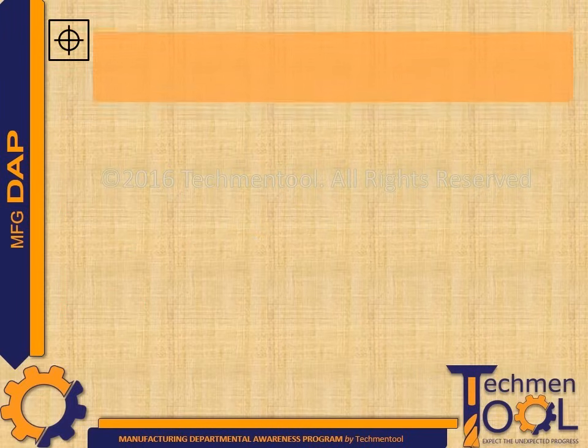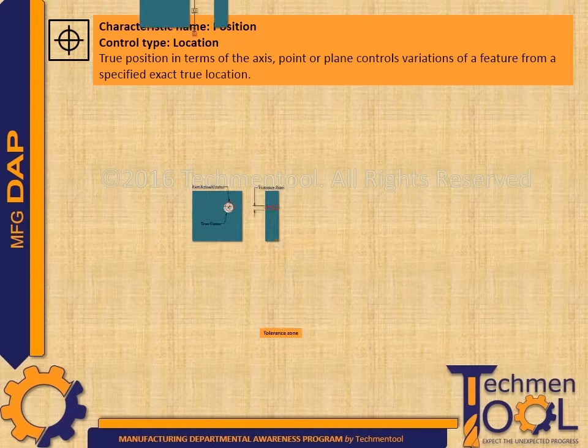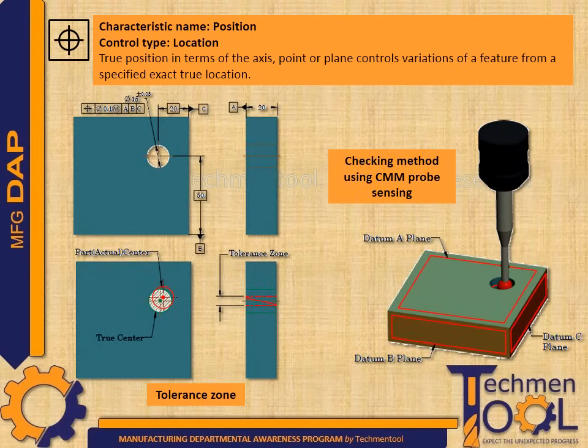Let us learn about the position characteristic, its control category, location type, and that it controls variation of a feature from a specified exact true location. In the given example, the tolerance zone of 0.1 at maximum material condition of the feature will be measured with respect to datums A, B and C using a CMM probe by taking reference points of the feature as shown in the picture, and it automatically calculates the actual position value with respect to datums A, B and C. That value should be within the tolerance zone.